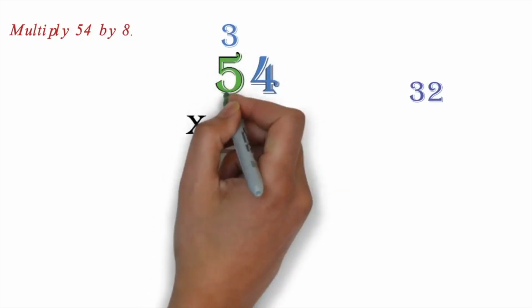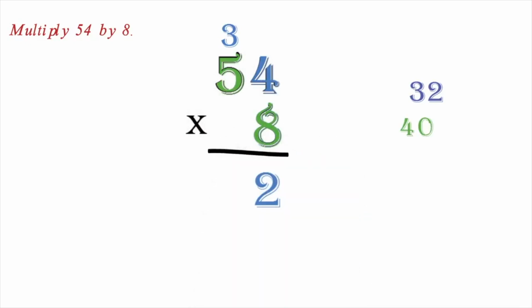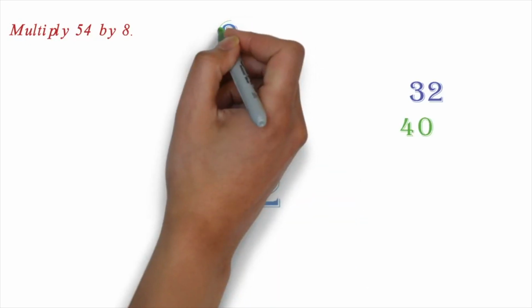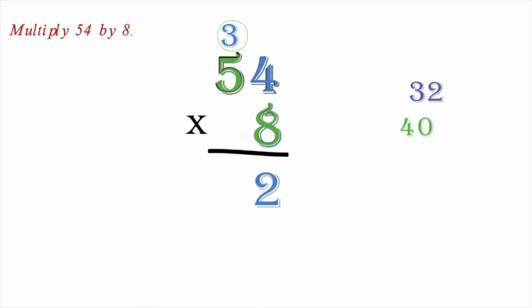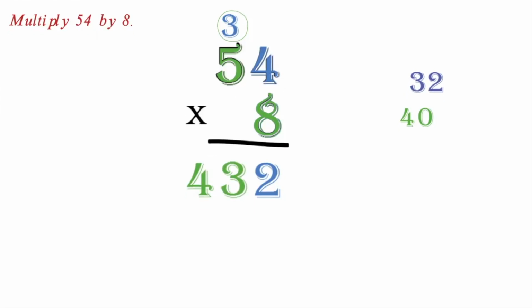Next, we multiply 5 by 8. This gives us 40. We add the 3 we carried to get 43. Since there is no number to carry the 4 to, we just write it.